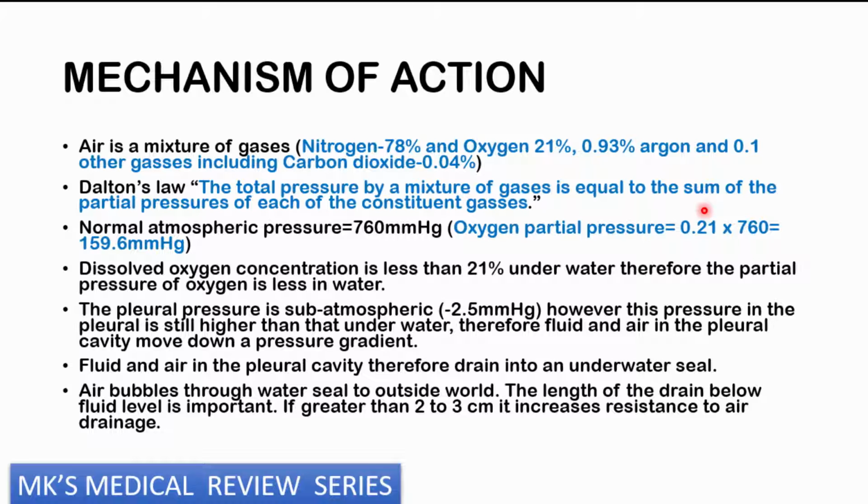So it means that this pressure in the pleural space is going to, at a point, even exceed or rather balance with the atmospheric pressure. So therefore this fluid is going to be flowing from the pleural cavity into the underwater seal, and it's going to be draining out. So the air is going to be bubbling through the water seal to the outside world, and of course the length of the drain below the fluid is very important. So if it's greater than 2 to 3 centimeters, it increases resistance to air drainage.